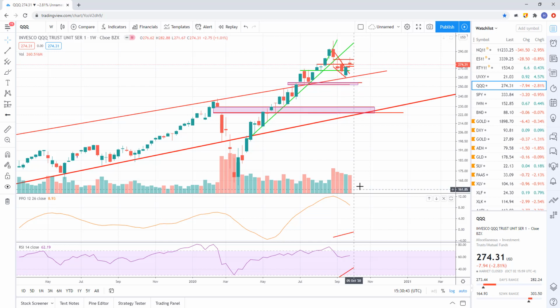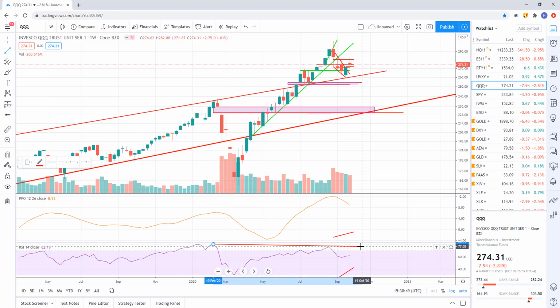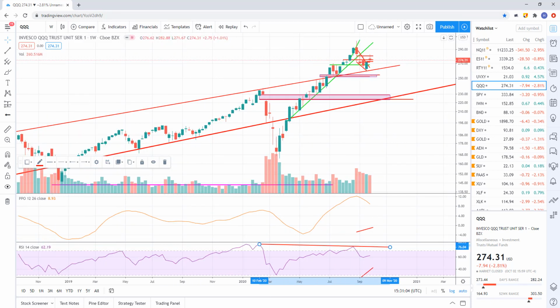Looking at the Qs as well, you can see in the RSI, same thing here. Even more pronounced in the triple Qs. You have negative divergence in the RSI on the weekly chart. You had a peak here, and then you made a substantially larger peak there with lower momentum. So that is something to note, that there is negative divergence on the weekly chart.